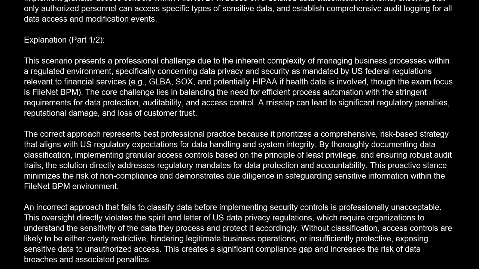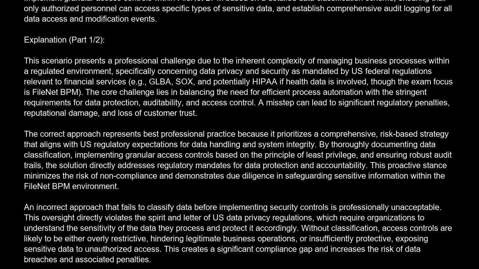The correct approach represents best professional practice because it prioritizes a comprehensive, risk-based strategy that aligns with U.S. regulatory expectations for data handling and system integrity. By thoroughly documenting data classification, implementing granular access controls based on the principle of least privilege, and ensuring robust audit trails, the solution directly addresses regulatory mandates for data protection and accountability. This proactive stance minimizes the risk of non-compliance and demonstrates due diligence in safeguarding sensitive information within the FileNet BPM environment.